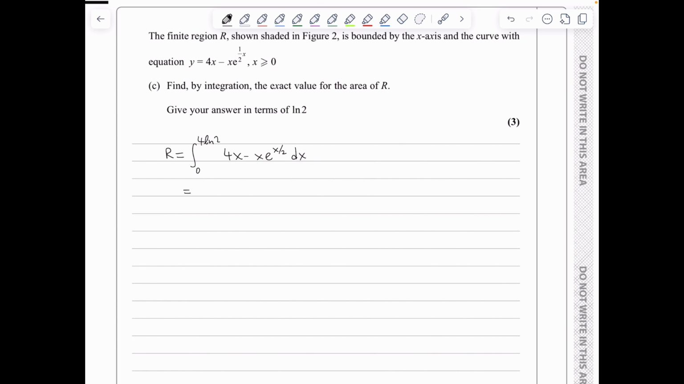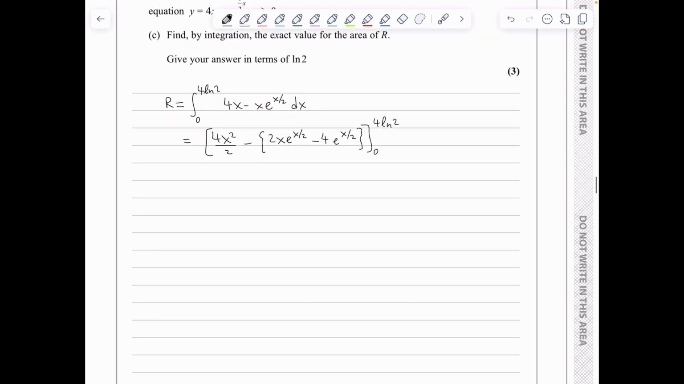So we are looking at the integral of 4x, which is 4x squared over 2, minus the integral of x e to the x over 2, which we have found through integration by parts in part B. So this gave me 2x e to the x over 2 minus 4e to the x over 2. The limits are 0 and 4 ln 2. So I will proceed in simplifying first of all. So we're looking at 2x squared minus 2x e to the x over 2 plus 4e to the x over 2 from 0 up to 4 ln 2.